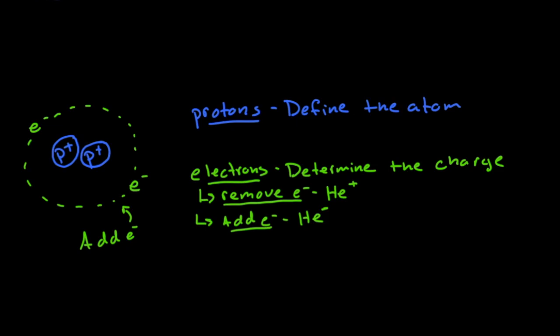If I remove a proton, however, I would change the entire atom altogether. So let's say I remove a proton like this. What that does is make this hydrogen, because hydrogen has 1 proton. If I remove this, I have 1 proton. Go to the periodic table, that's going to be hydrogen.